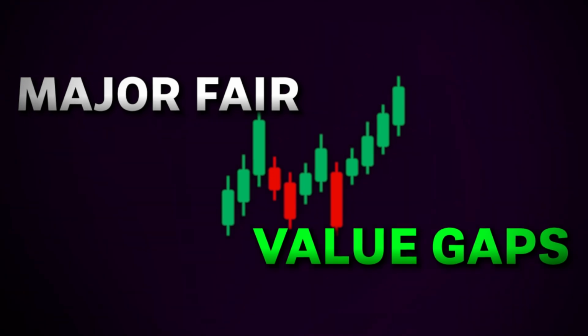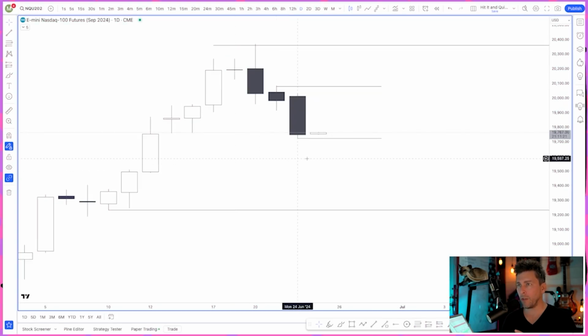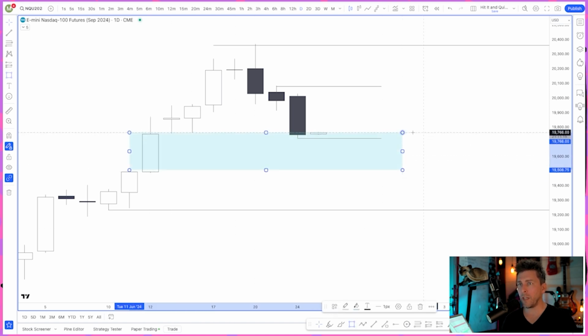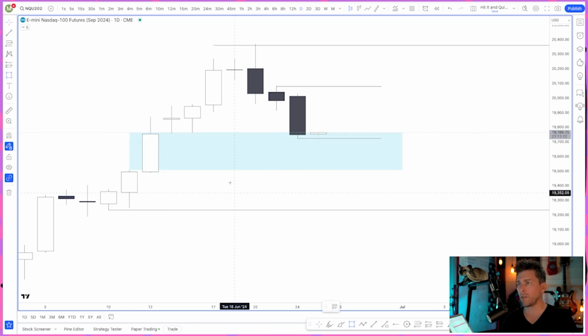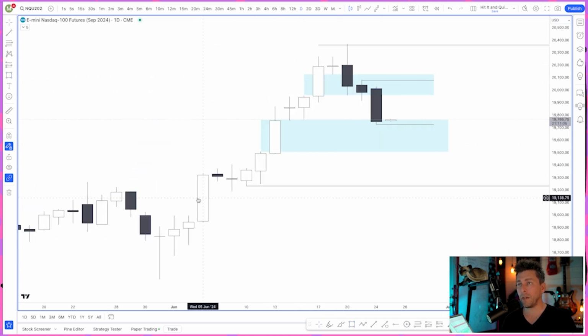Now, this is something that I did not discuss, and I will have a separate video just discussing fair value gaps, but I will look for fair value gaps and see if there are any that we're trading into, which there is right here. So I will mark those out, and it looks like we inverted this fair value gap here. So that means price is bearish.